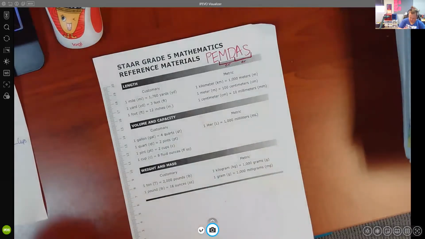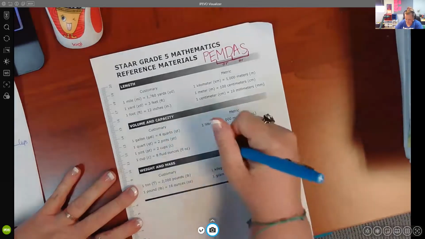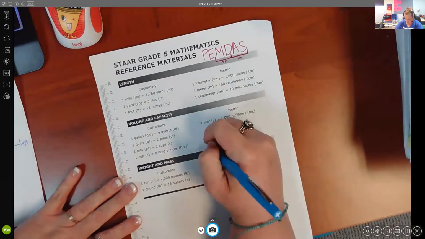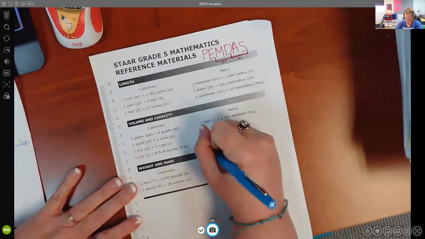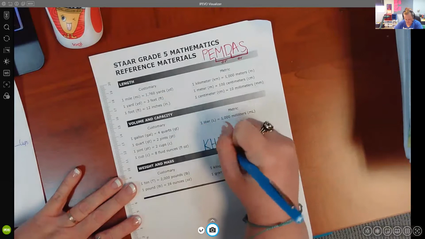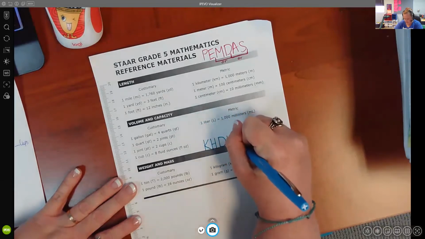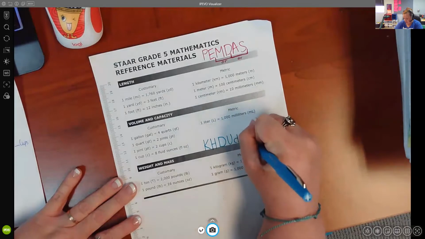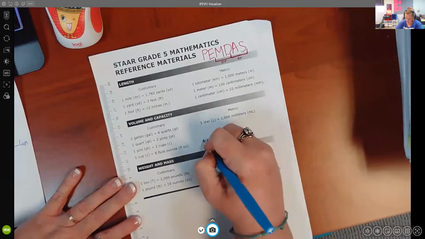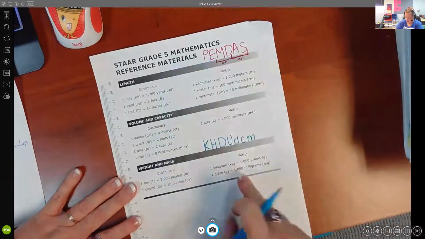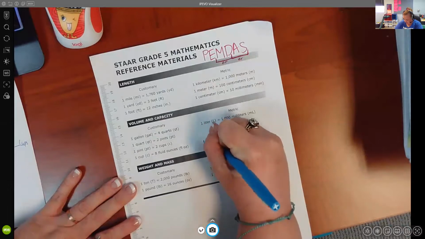Okay, and for your metric, which we're getting to soon, we have another little, not anagram. Okay, K, H, D, U, D, C, M. So King Henry doesn't usually drink chocolate milk. So that'll help you with your metric conversions.